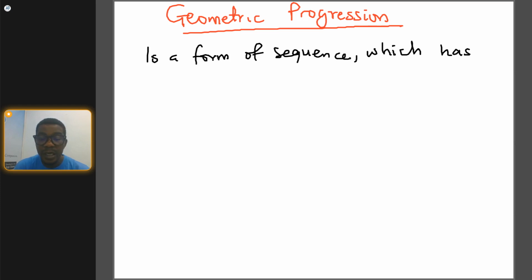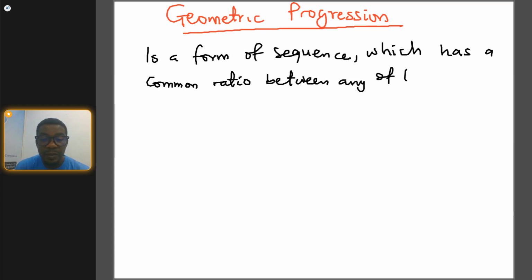which has a common ratio between any of the terms and its preceding term.